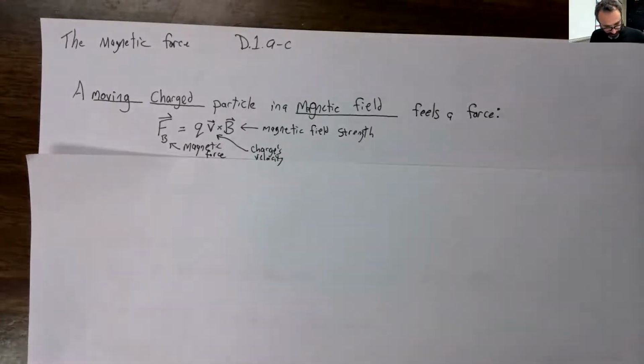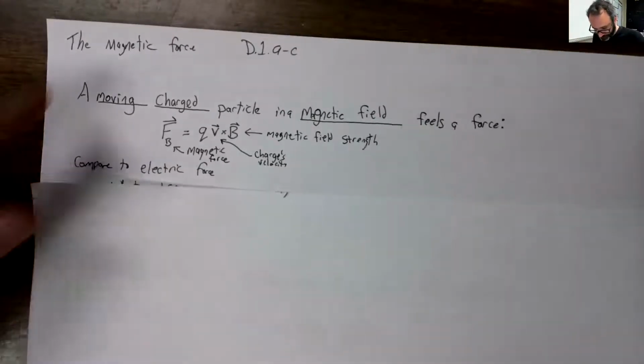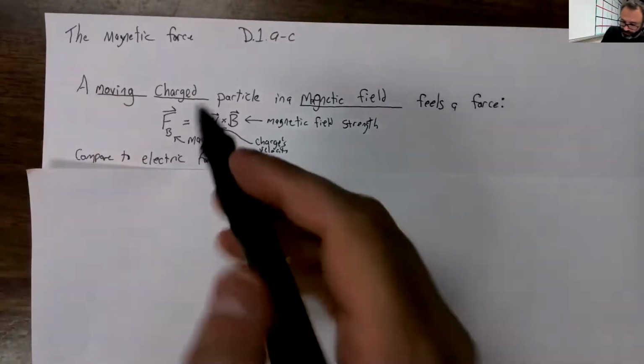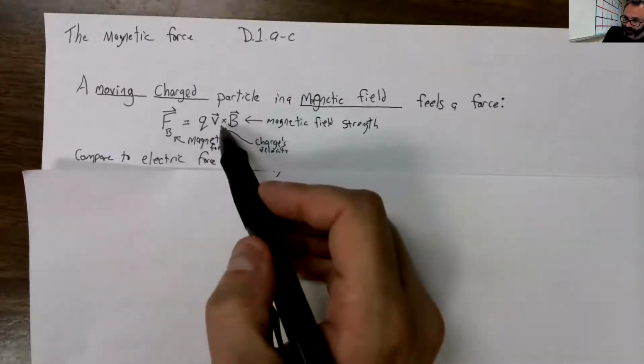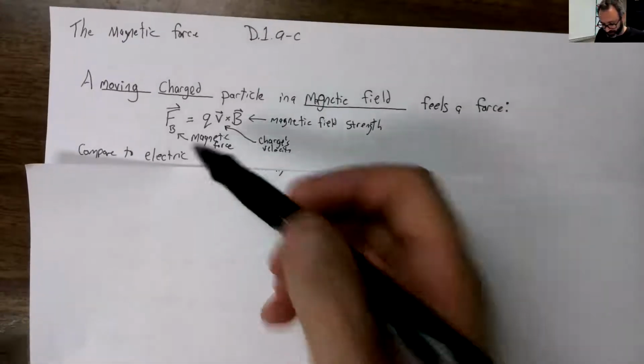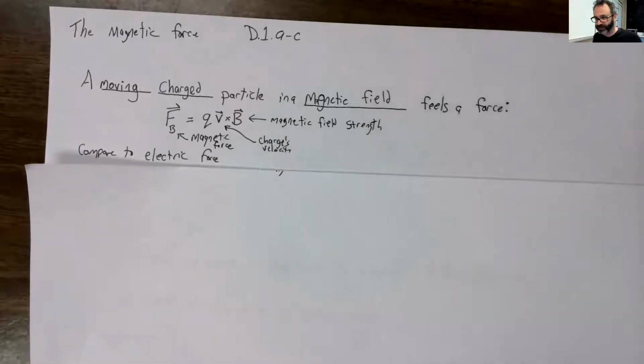All right, let's compare this real quick before we go on and talk about how we take the cross product of two vectors. Let's compare it to the electric force. Do we remember what the simple equation for the electric force on a charged particle is? Yeah, k Q1 Q2 over distance squared. You're right, that's the electric force between two charged particles, right?